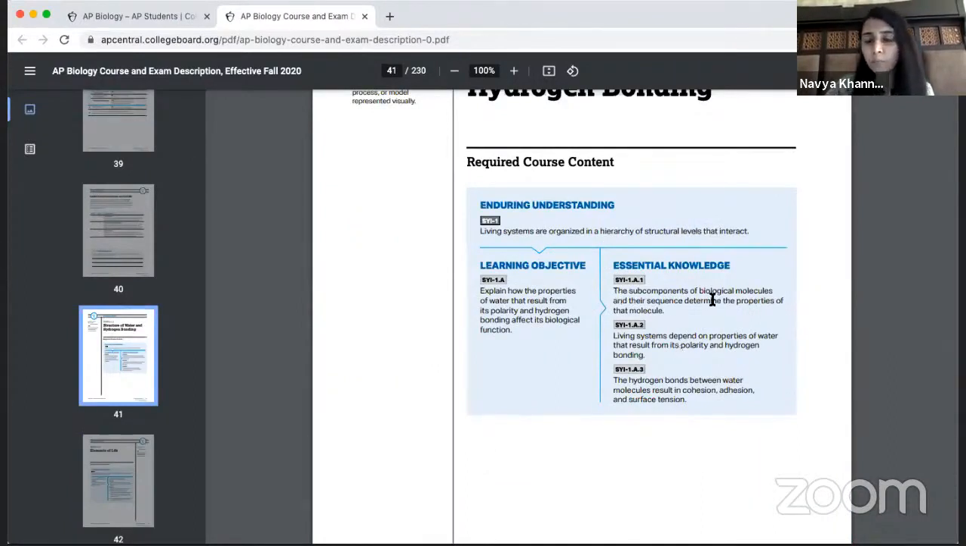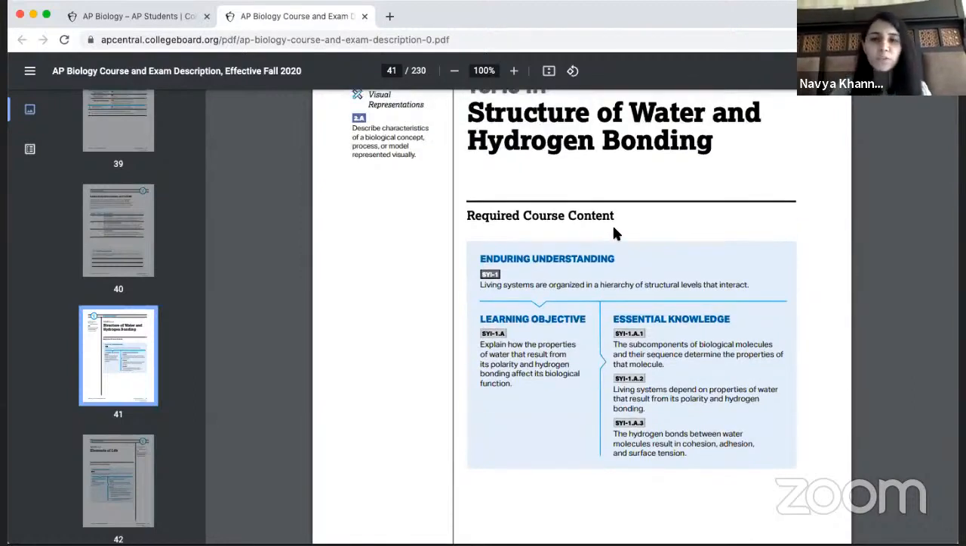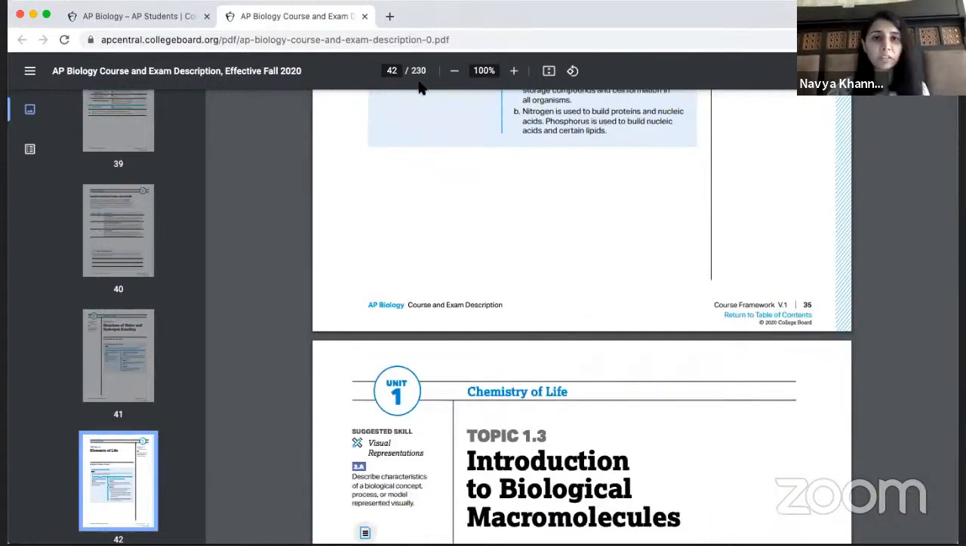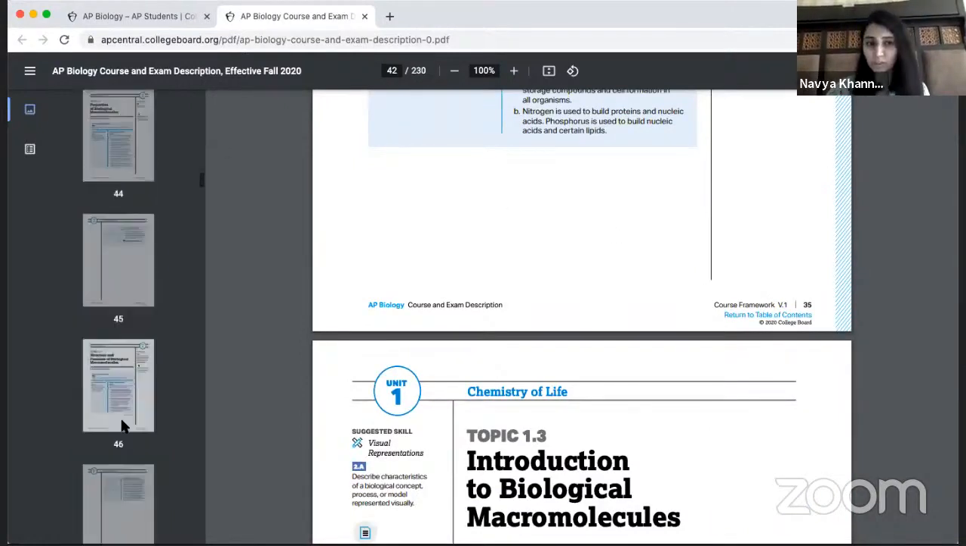So for example, the subcomponents of biological molecules and their sequence determine the properties of that molecule. So we're talking about hydrogen bonding, right? Structure of water and hydrogen bonding. So they'll tell you exactly how much detail you need to know, right? So this is, again, an excellent document, 230 pages. I know it's a lot, but it'll give you everything that you need, right?